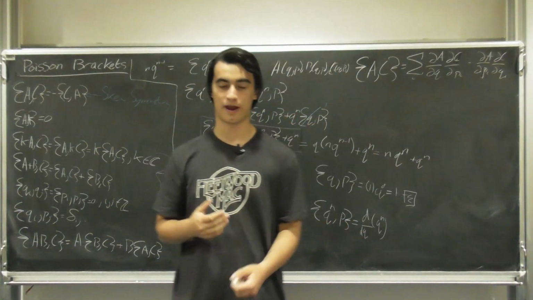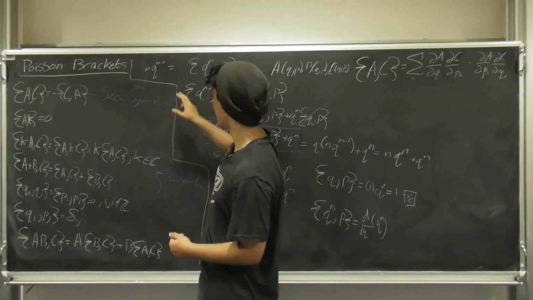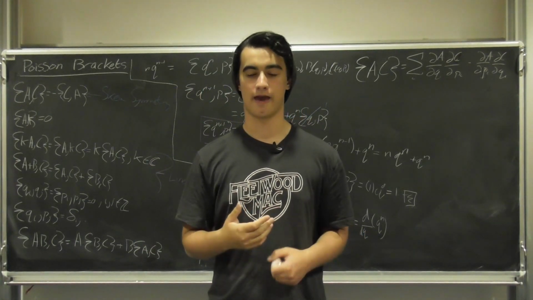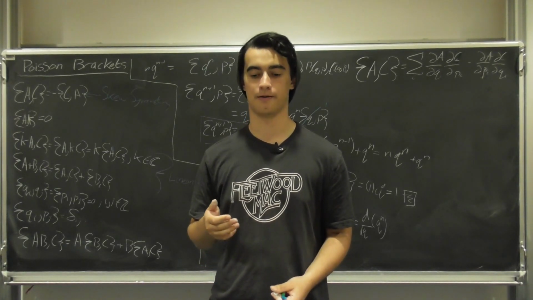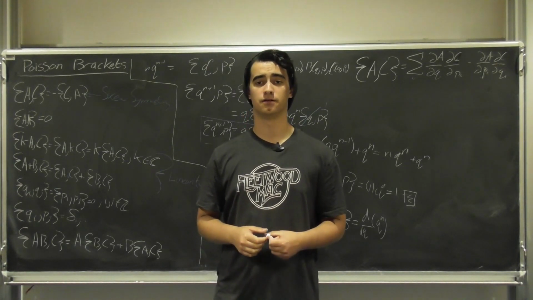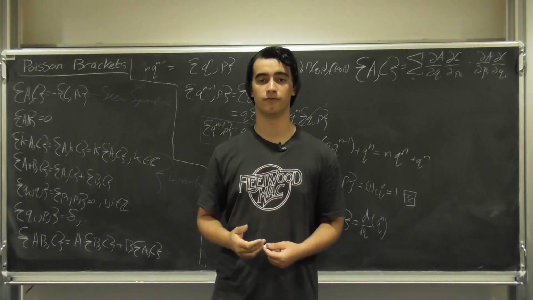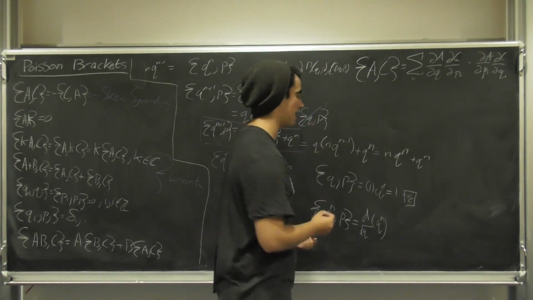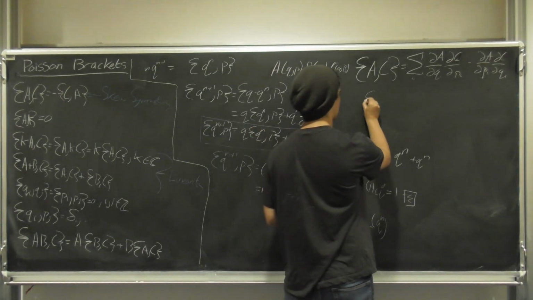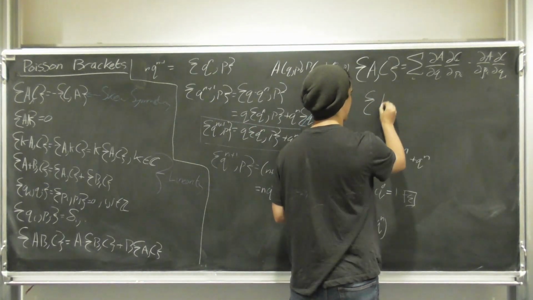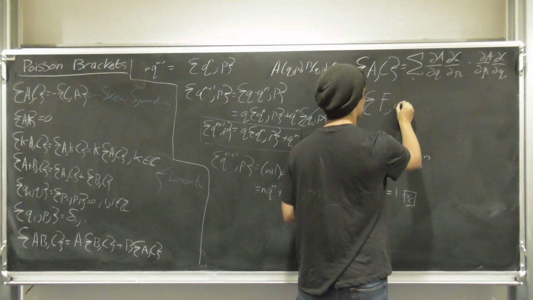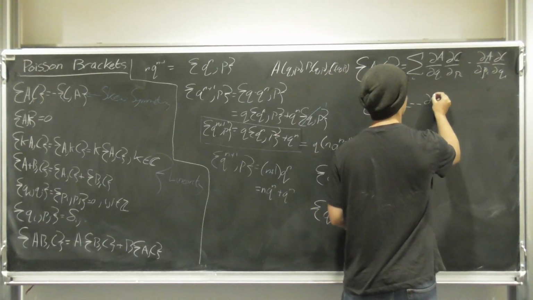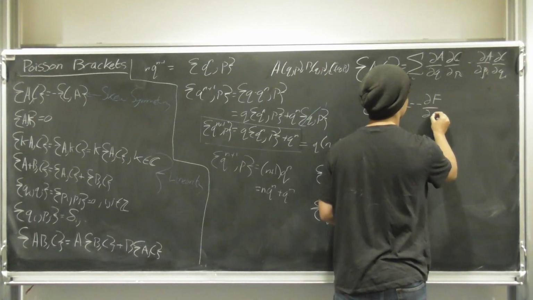And this will hold true for anything going into that first slot here: if you take the Poisson bracket of some function f with p, we'll get the derivative of f with respect to q. And if we were to take the Poisson bracket of some function f with q, we'd get the negative derivative with respect to p.